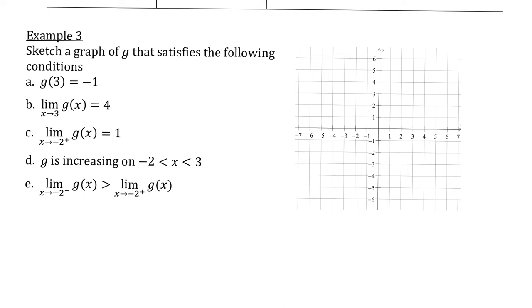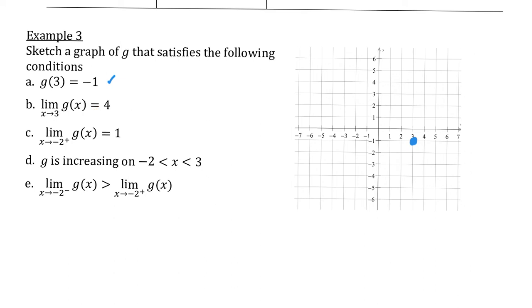The first thing they tell me is that g of 3 equals -1. Okay, g of 3 equals -1 tells me that 3 comma -1 has to be on the graph. So that is a for sure point. I know that's correct because it has to be on the graph. Okay, now it's telling me the limit as x approaches 3 of g of x is 4.